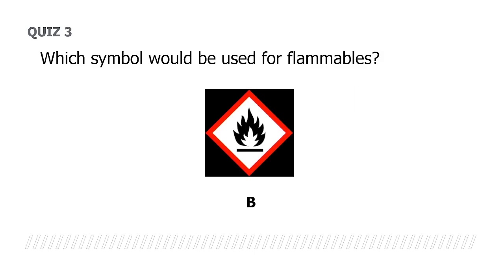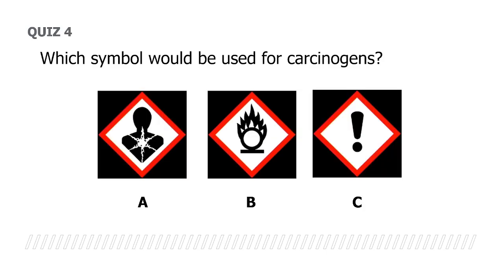Let's see what they give us here for the answer. It's going to be B. It's going to be flammable. Once again, two flames inside of one. It would be the pictogram you'd be looking for there.